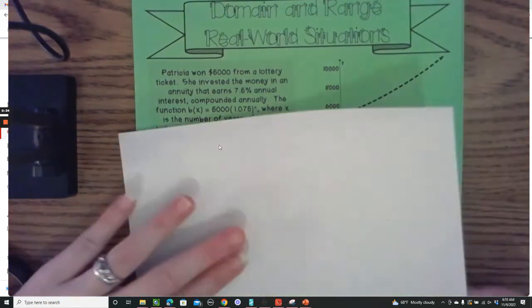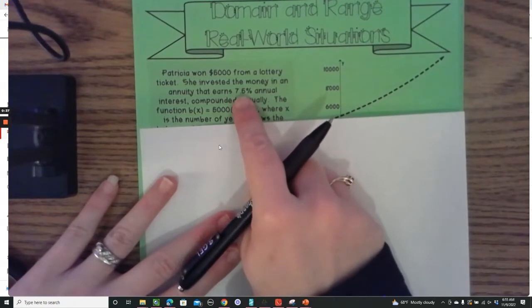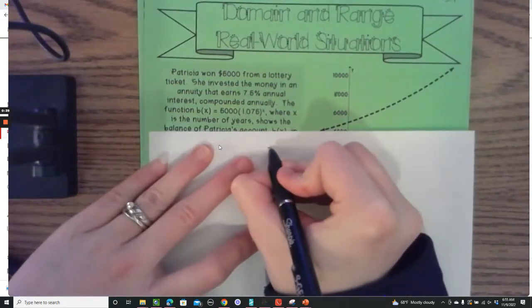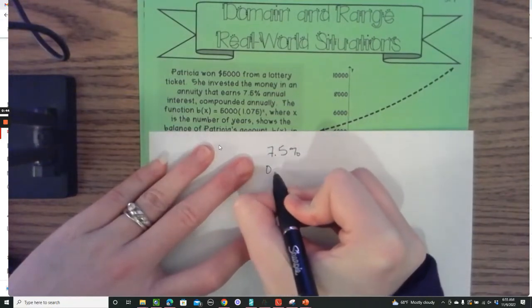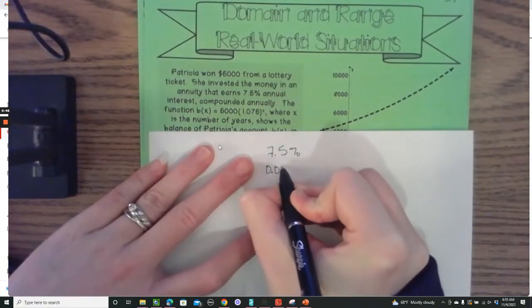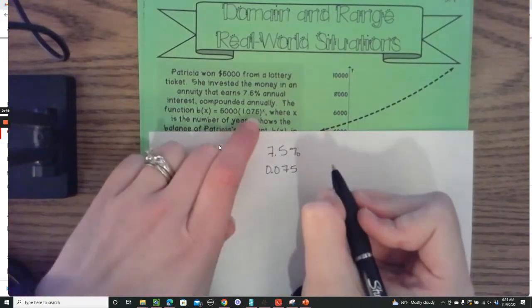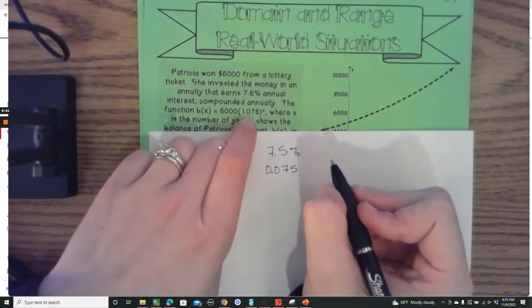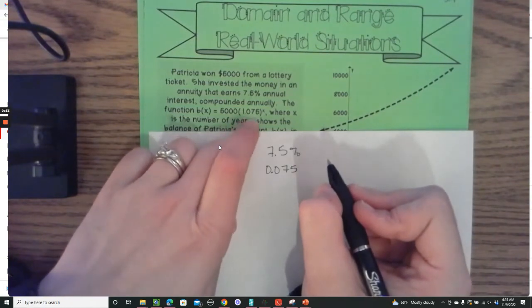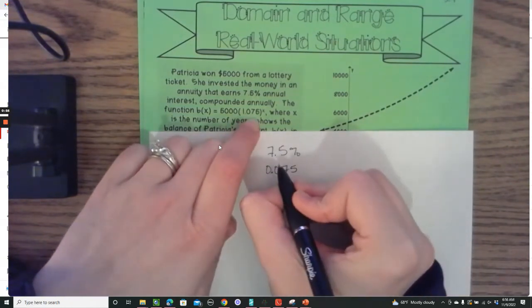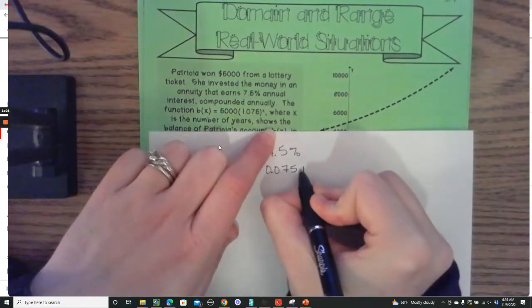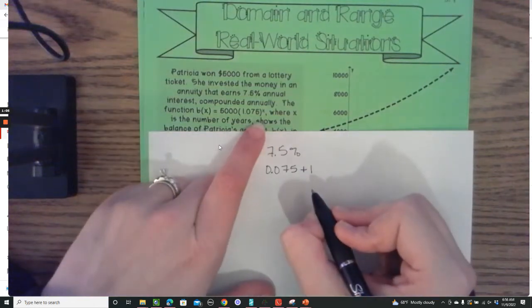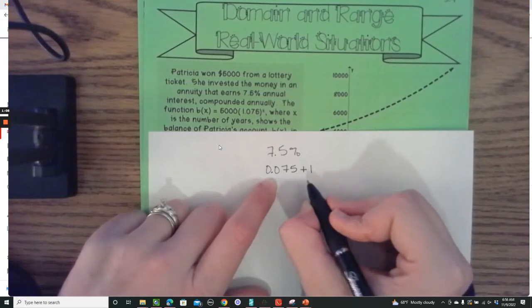So a quick little thing about exponential functions. If we're talking about growth, so 7.5% as a decimal is 0.075. To get your b value here, when it's growing, we're going to add that to 1, and that is called the growth rate. The rate is 7.5%, and we add the growth rate to 1.